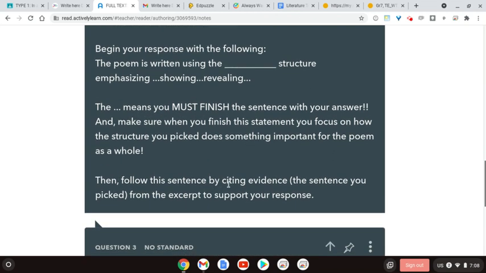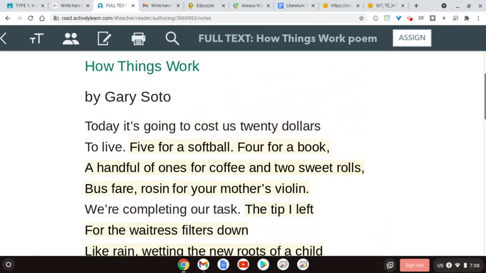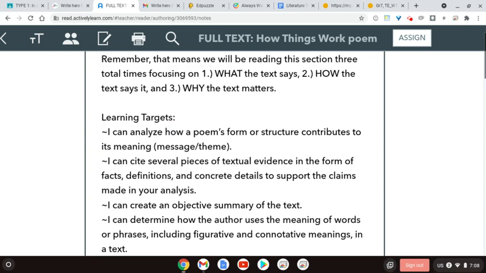And then follow that sentence with your cited text evidence. And that would follow your evidence with your analysis where you connect your quote back to your claim. As you do that, you will be completing phase 2 appropriately.